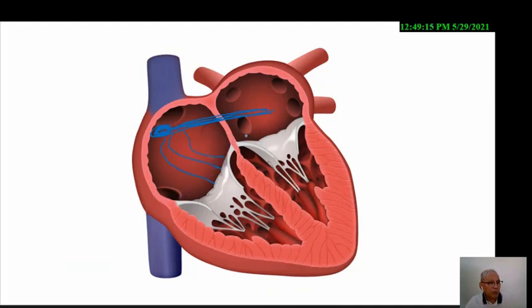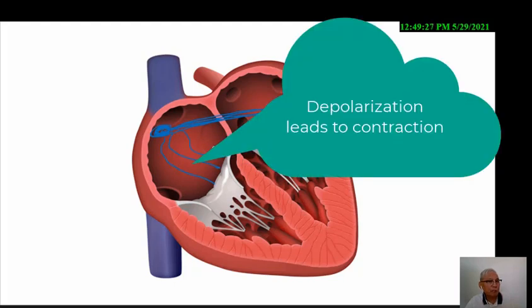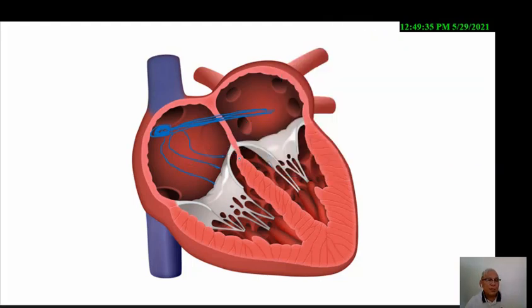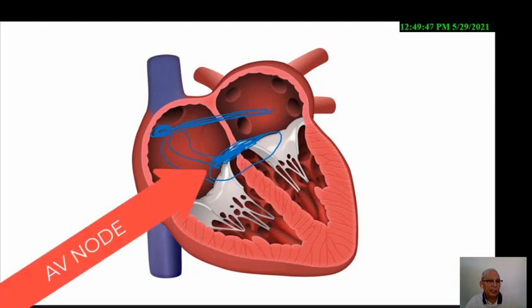Now, the transmission of electrical impulses through the atria on the right side as well as on the left side will result in stimulation of muscle cells, which in turn will depolarize them and eventually cause contraction. So once this electrical energy has traversed the entire atrium, the electrical current will arrive at an area at the junction of the atria and the ventricles.